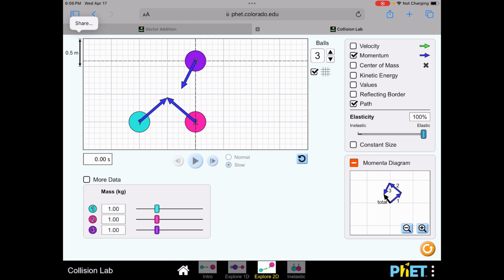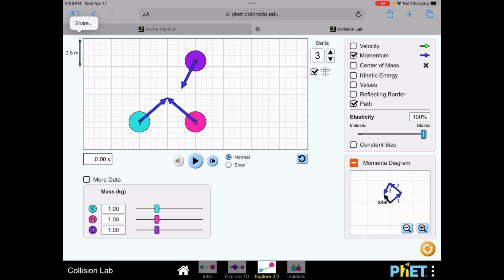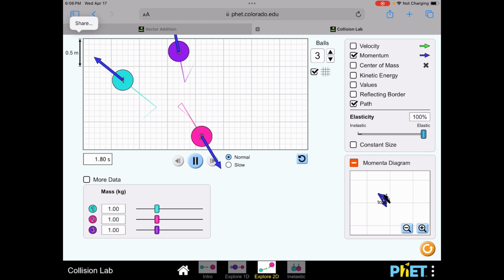I mean, we can even put 3 balls in here. And if you watch just the momentum diagram at the bottom right of your screen, you'll see that the total never changes, even though all of these collisions are happening, right? Even though all of these collisions happen, the total momentum never actually changes. Isn't that cool? All right.